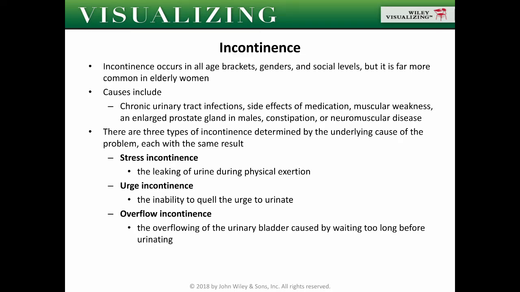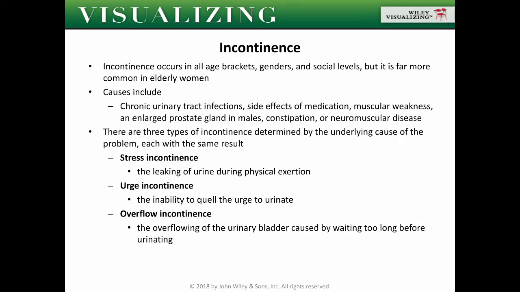So the causes include a chronic urinary tract infection, side effects of medication, muscular weakness, an enlarged prostate gland for the males, constipation, or neuromuscular diseases. So we have 3 types of incontinence determined by the underlying cause of the problem. Each has the same result, which is basically incontinence.